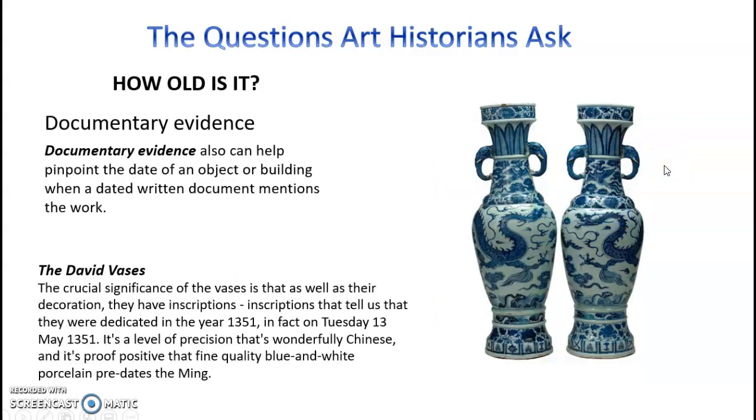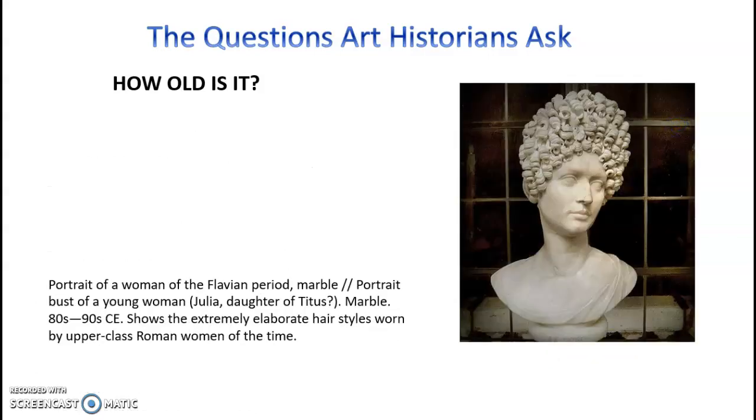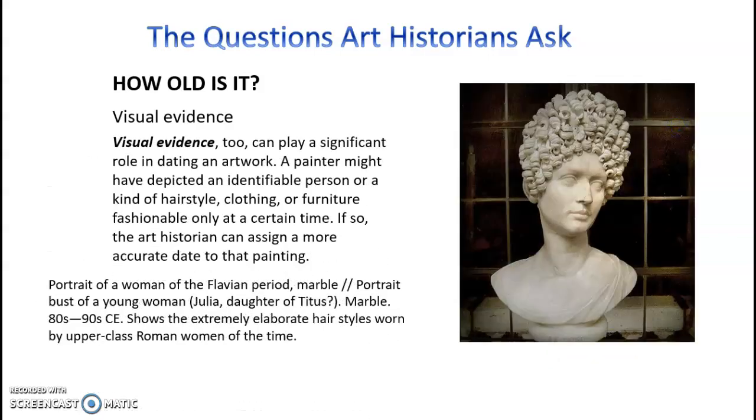Another way is documentary evidence. In some cases, paintings or pieces will actually have the dates on them. The David vases here were actually dedicated in 1351. It is written on the vase. Another thing is visual evidence. When we take a look at the portrait of the Flavian woman, the hairstyle is actually worn by the upper-class Roman women at that time, with the large curls.